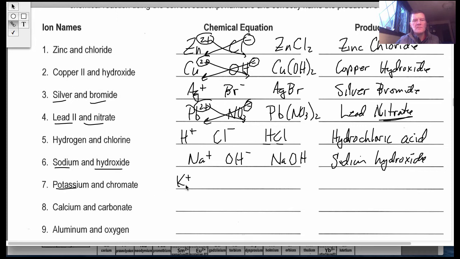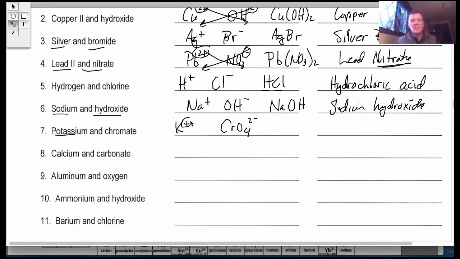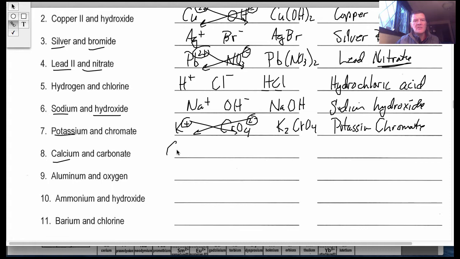Potassium, the +1. Chromate. Chromate was that CrO4 2 negative. Okay, so you're going to need 1 of the chromates, 2 of the potassiums. Just like that. And this is potassium chromate. Okay, calcium +2, carbonate is a -2, so you just need 1 of each of those. This is calcium carbonate, sorry.